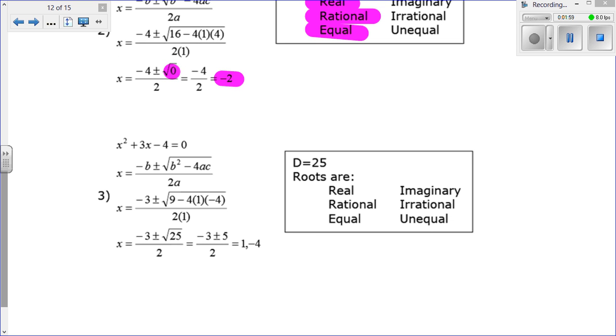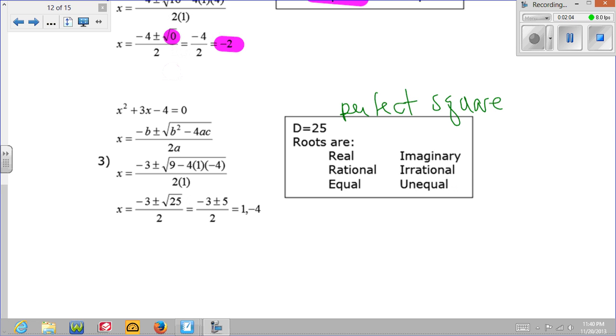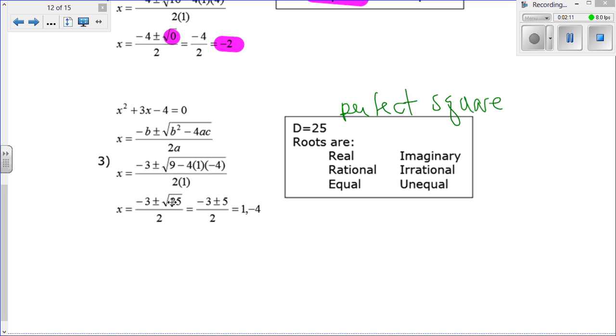The next case here is when my discriminant is a perfect square. Okay, if I take x squared plus 3x minus 4 and substitute it into the formula, I will end up with 25 underneath my radical. And 25 is a perfect square. 25 is a real number. If I look here at my roots, I have 1 and negative 4. They are both rational numbers because they could be written as a fraction if I needed them to be. And 1 and negative 4 are unequal values.